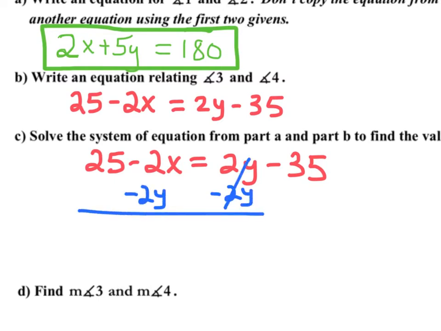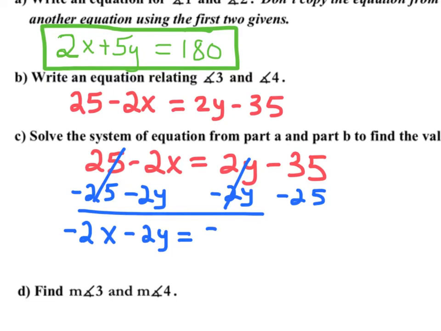2y is not going to combine with anything. Okay, and at the same time I'm going to do this minus 25 over here. Okay, so when I manipulate that, I get negative 2x minus 2y equals, let's see, negative 60. Perfect. This is my second equation.